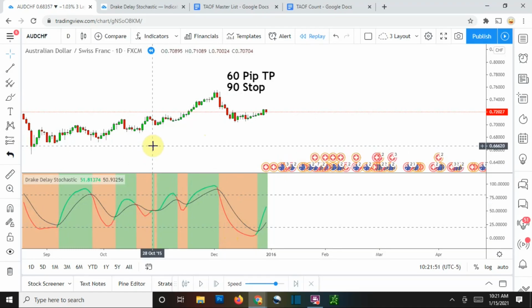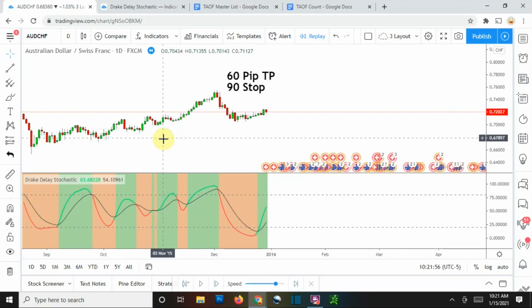When the background goes to green, we are going to go long. Like I said, pretty simple setup.